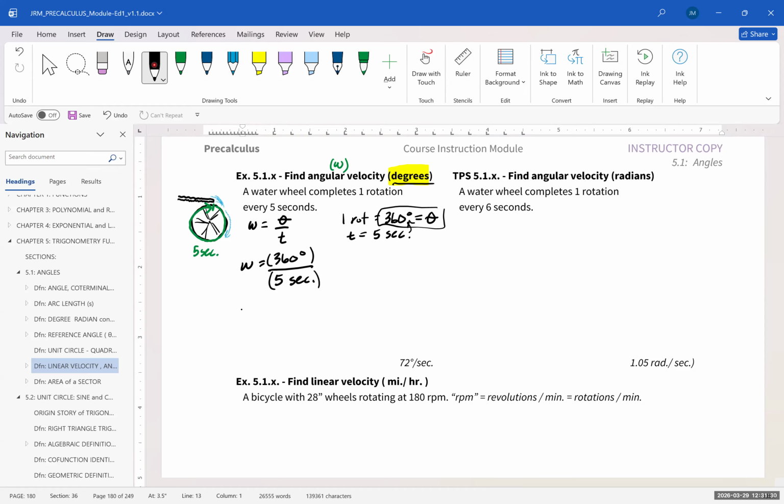All right, so now it's usually typical to go ahead and divide the denominator into the numerator so that we get degrees per 1 second. So if we divide 5 into 360, we get 72 degrees per second. So this is our angular velocity in units of degrees. Okay, so use this example as a model and do the think, pair, share on your own and see if you can do it.